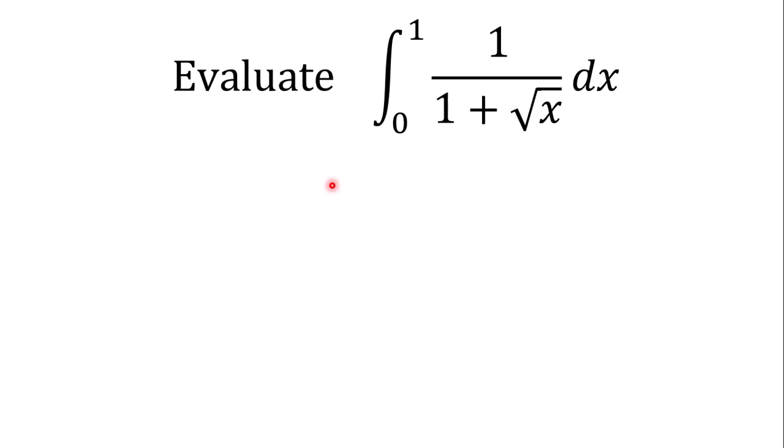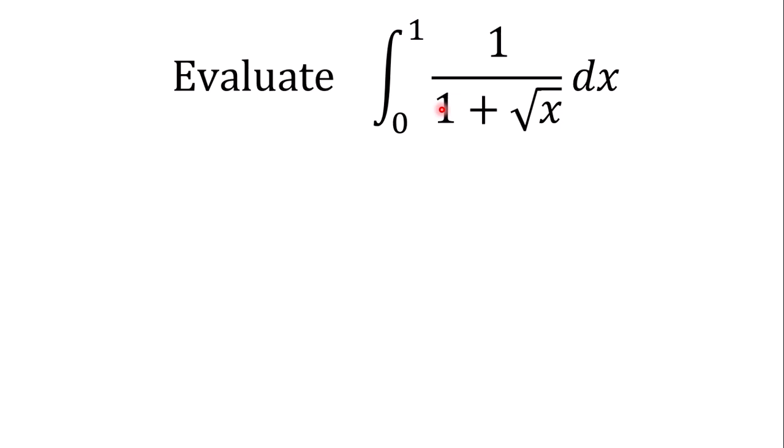Today in this video we're going to look at how we can evaluate this definite integral here using the U substitution approach. This integral is a definite integral because the limits have been given. That is the integral from 0 to 1 of 1 over 1 plus square root of x dx. We have to evaluate this integral.